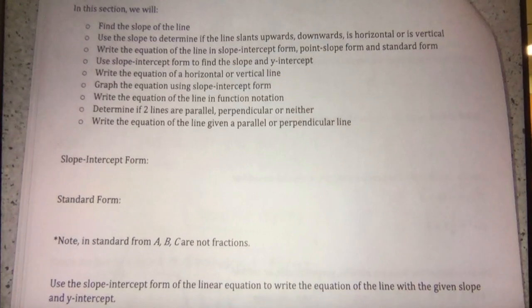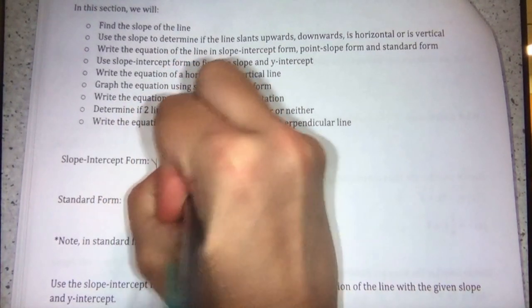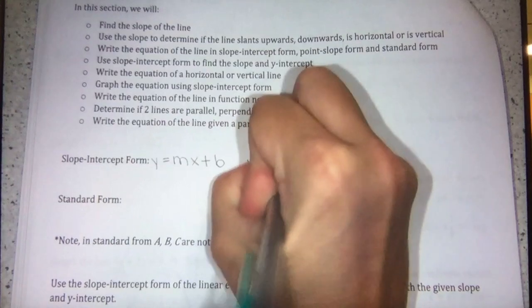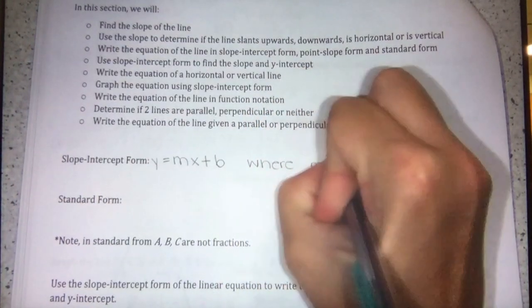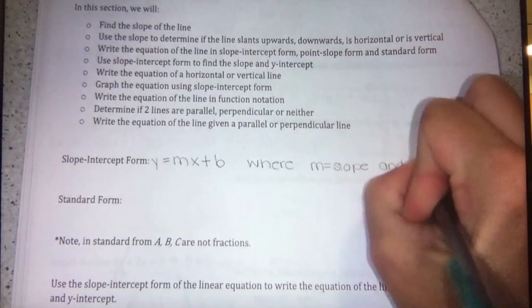So starting off, slope-intercept form is what we talked about last section, which is y equals mx plus b, where m is the slope and b is the y-intercept.